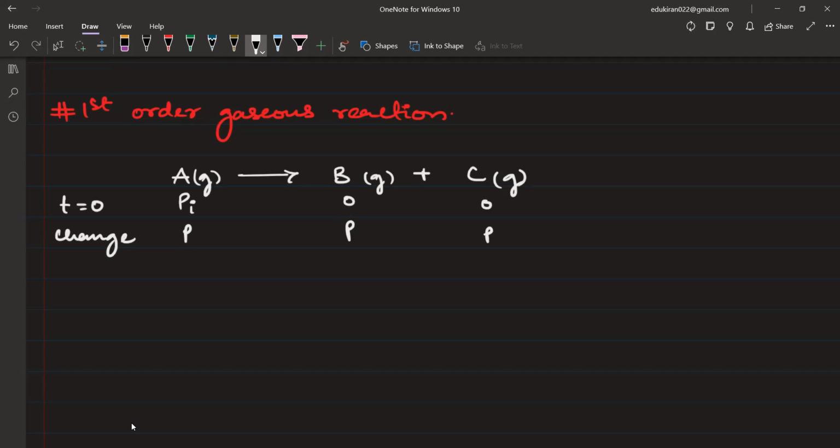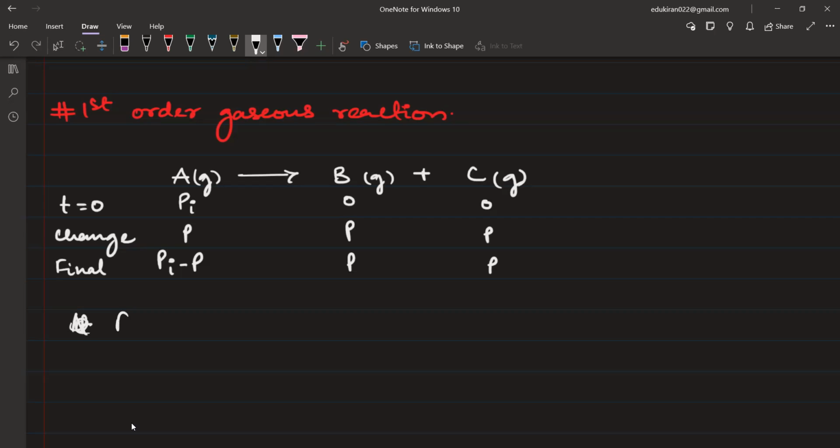Okay. Now, after change, that means the final stage, is what? Finally, we will have Pi minus P, and here we'll be having P, and here we'll be having P. So all of these are pressures of gases. P initial is the pressure of the gas, and then 0, 0, and P is getting reacted. So P is getting formed and P is getting formed. Now, this final stage is also known as equilibrium.